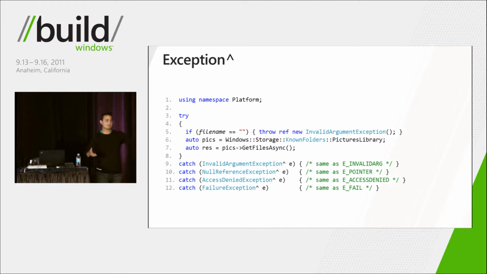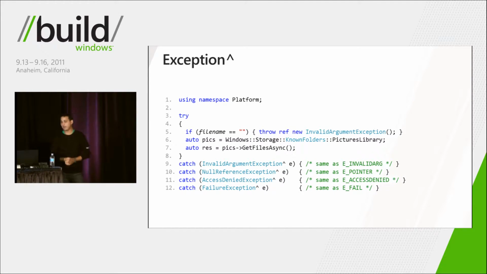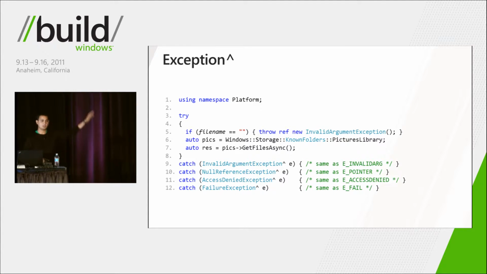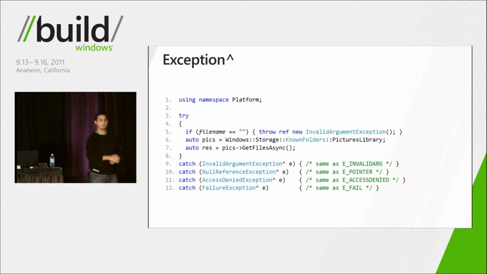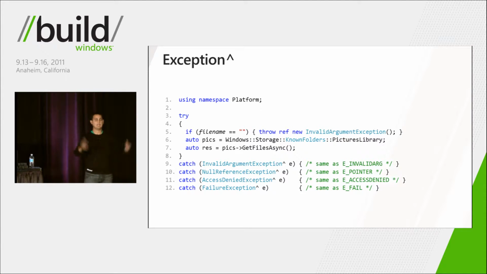All right, so exceptions. This is how it's going to work. If you look at lines 5 to 7, all of them throw. Line 5 explicitly throws. Line 6 and line 7 can throw. Getting the picture library can throw an access denied exception. If you're trying to do pix->GetFileSync, that might throw if pix was null. If you want to catch these exceptions, it's just like normal C++. You can also do catch (Exception^ e) only, without failure exception or any of that, and that's the equivalent of catch(...). It's going to catch all WinRT exceptions.